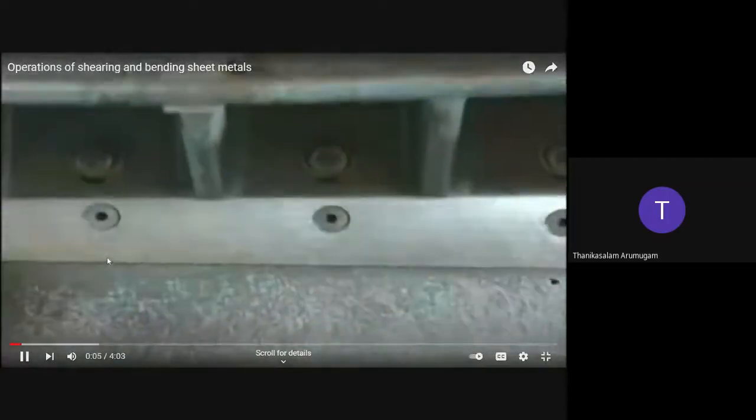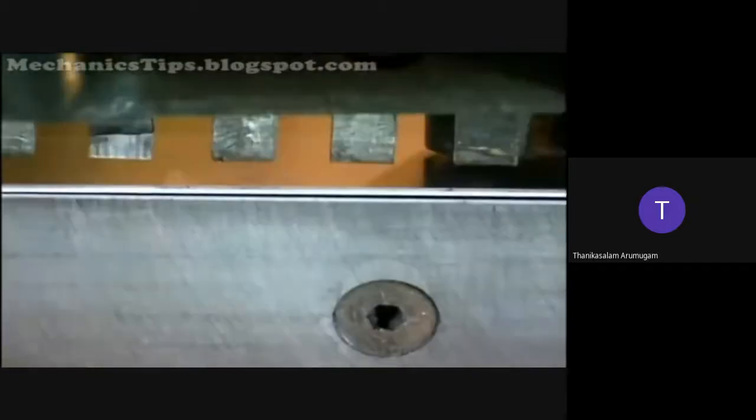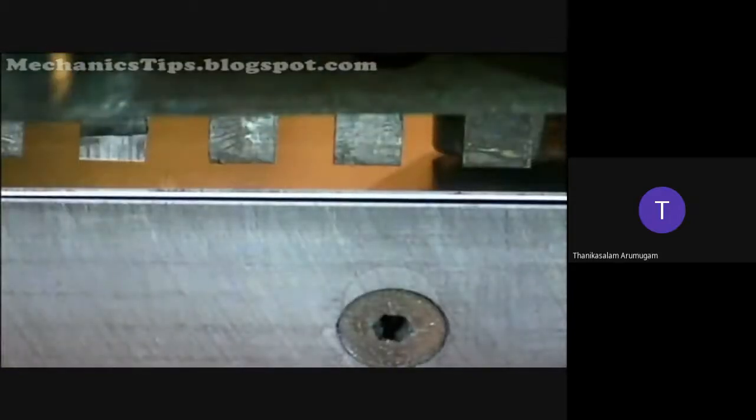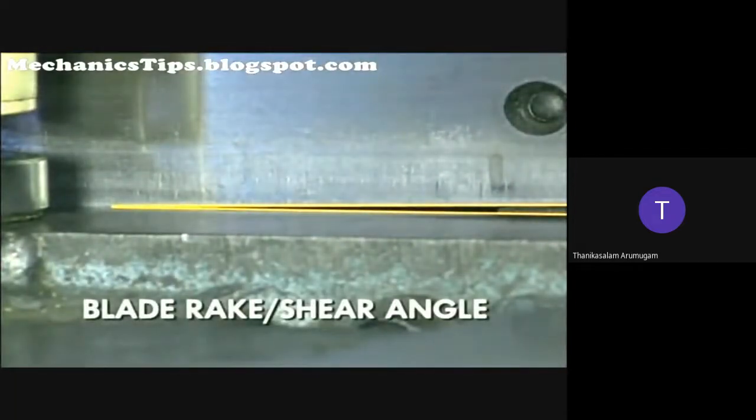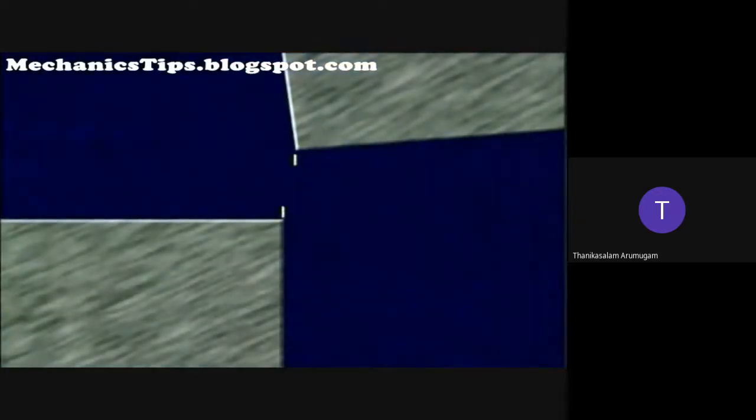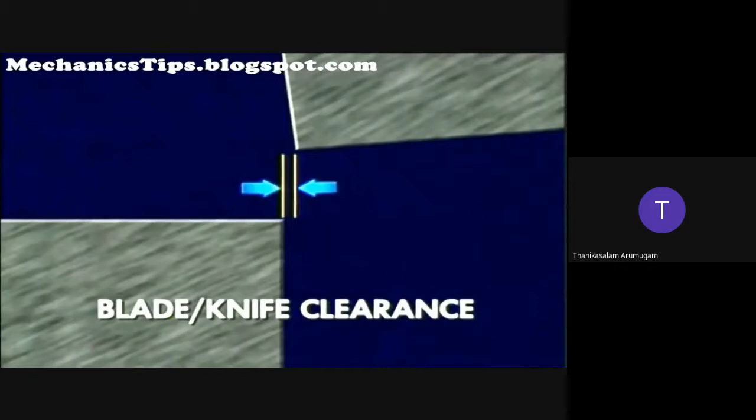In most shearing operations, the edges of two knives, a fixed lower blade and a vertically moving upper blade, meet progressively from one side of the workpiece to the other to shear the material like ordinary hand shears. The angle at which the upper and lower blades are aligned with each other is called the blade rake or shear angle. The distance between the upper and lower blades is known as the blade or knife clearance.